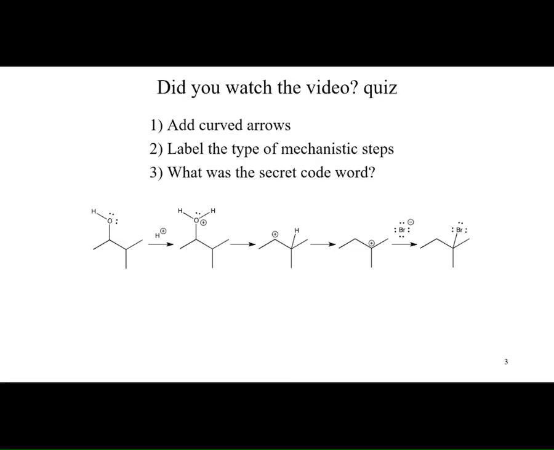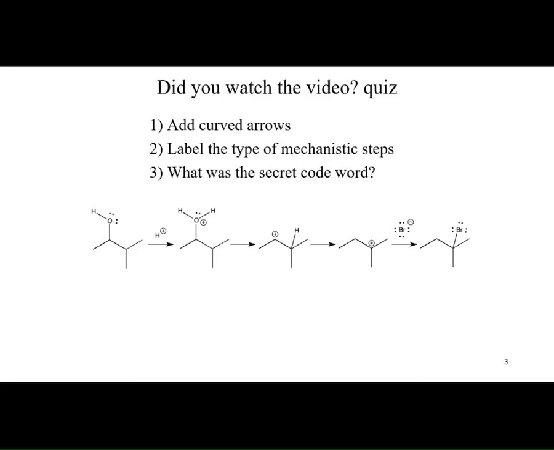Hopefully you watched the play pause it video, which would mean you would be able to now do this as a quiz, which we can't do as a quiz, but I'm going to ask that you go ahead and pause the video and try and add curved arrows, label the type of mechanistic step, and then if you remember what the secret code word was, that would be useful to also write down. But since it's not an actual assignment, we won't stress there. So, second request, go ahead and pause. Hopefully you now have answers.